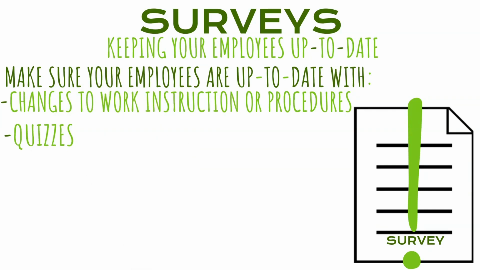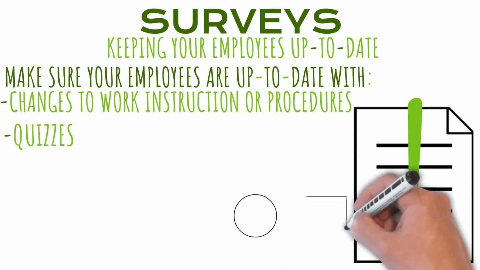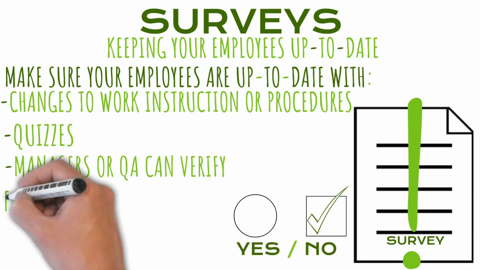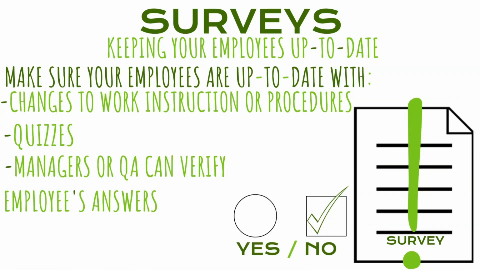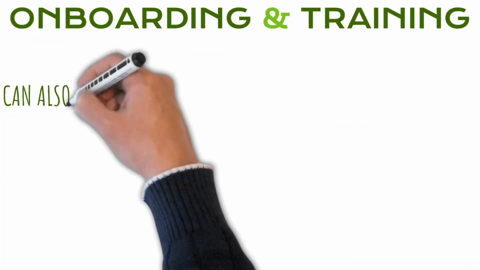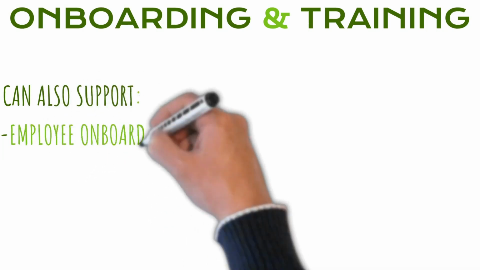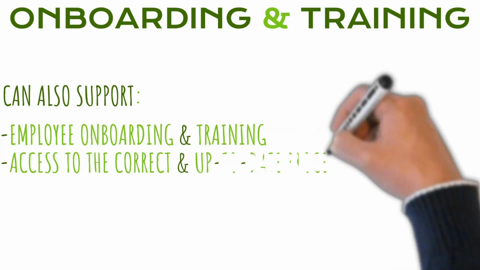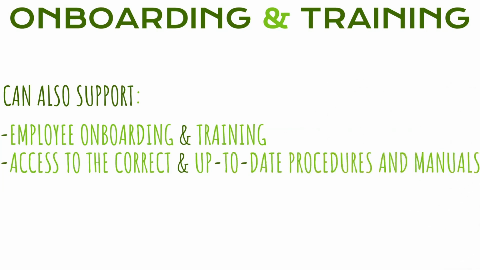These surveys can include elements such as radio buttons or checkboxes for multiple choice and yes or no answers, as well as text boxes for free-form answers. Managers or QA personnel can verify an employee's answers to the questions to make sure they have understood the new material. Onboarding and training. The Knowledge and Management Systems modules can also support employee onboarding and training by making sure that each employee has access to the correct and most up-to-date procedures and manuals for their job role.